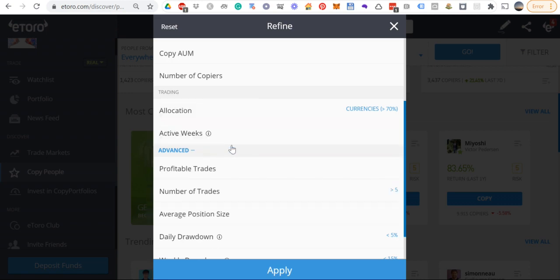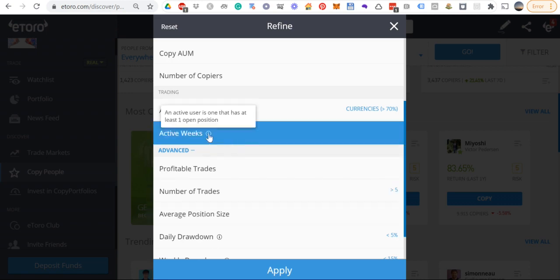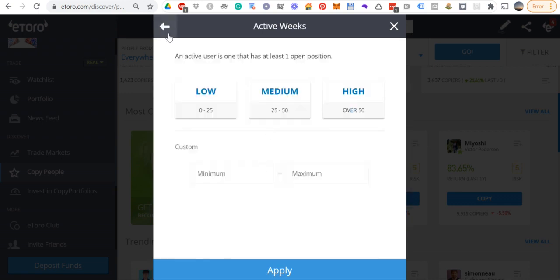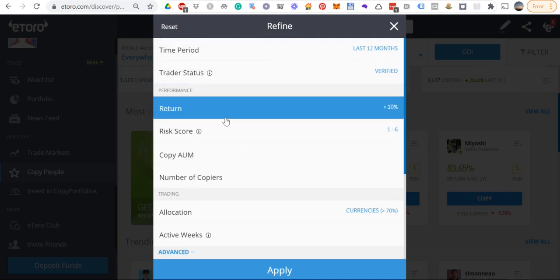These ones you can pretty much ignore. Active weeks is the number. Active users have had at least one position open. How many weeks they've had that? You can experiment maybe with this, but I don't think it's really worth it.